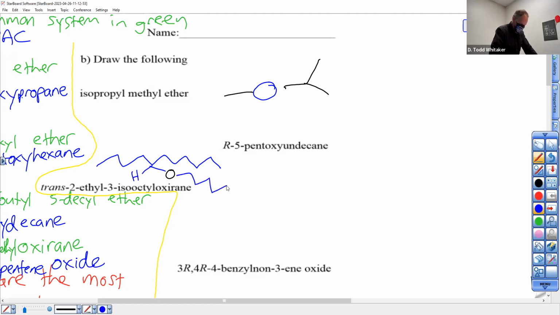And make that stereo center R. I think H has to be on a wedge. And O on a dash, and end of song. Oh, what's up with this next one? It's got oxide at the end.